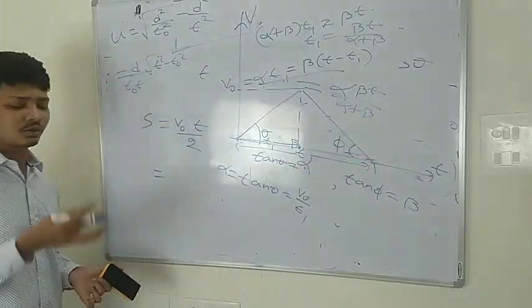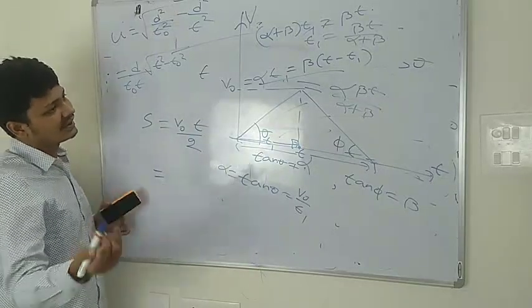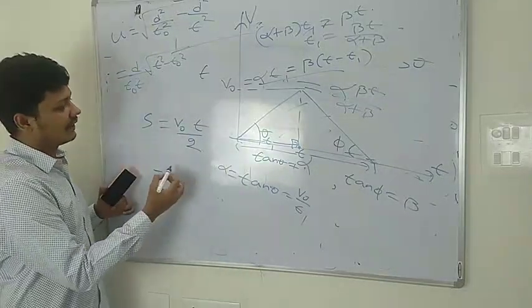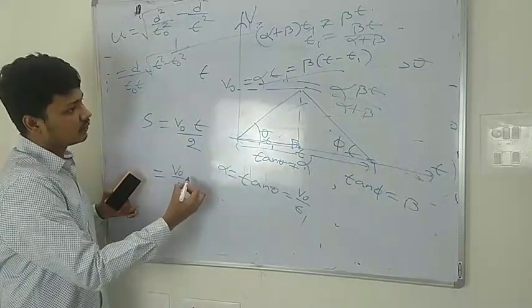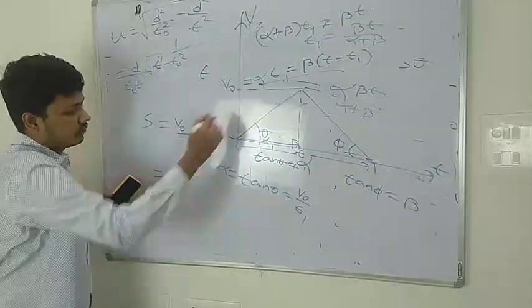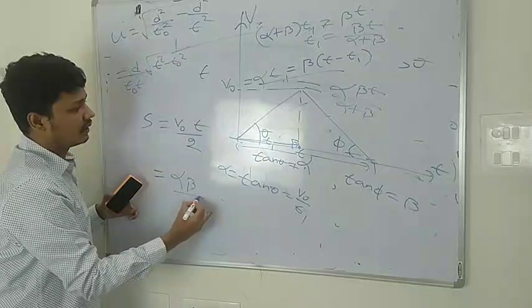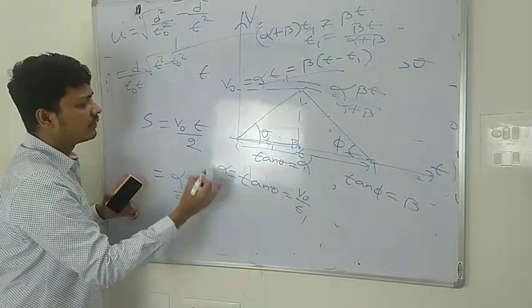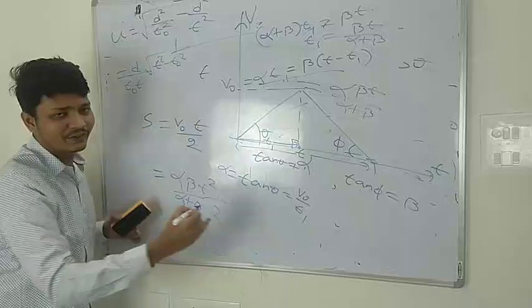Many of you know this question and already solved it, but maybe some of you have not solved it. For them only I am solving it again. So in place of v naught, you write alpha beta by alpha plus beta into t, again t square by 2.